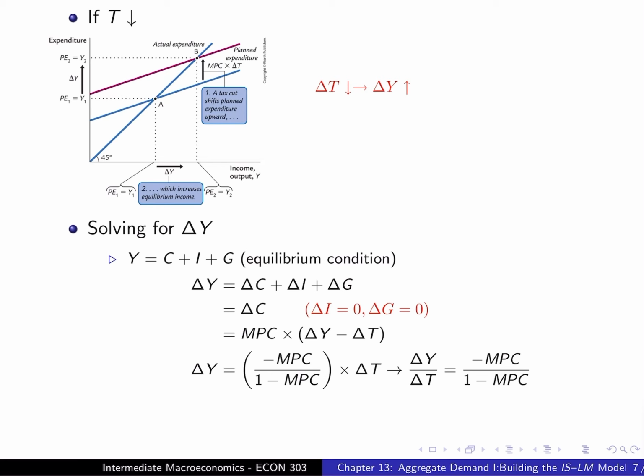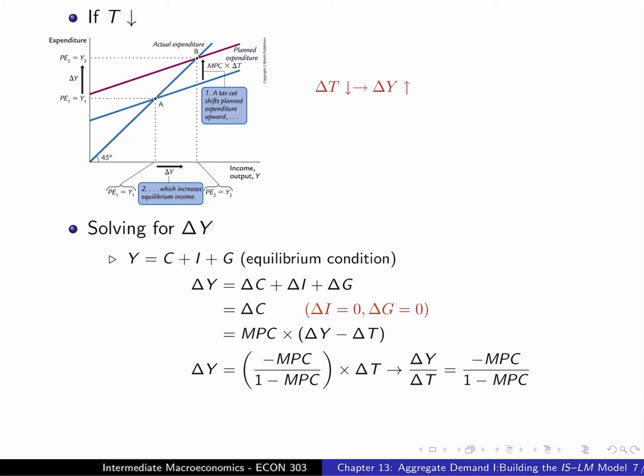Solving for the change in income, delta Y, start from the equilibrium Y equals C plus I plus G. Taking changes, assume delta I equals 0 and delta G equals 0. Since the change in taxes affects consumption, delta C equals MPC times (delta Y minus delta T). Substitute: delta Y equals MPC times (delta Y minus delta T).